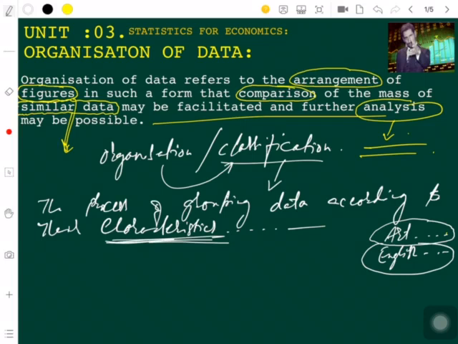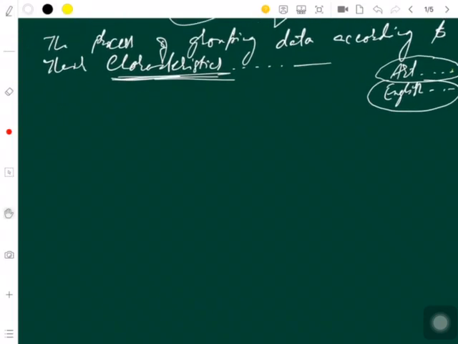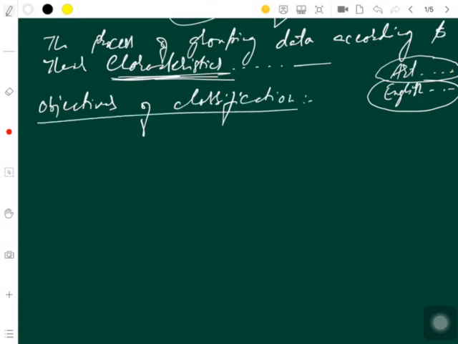Okay, so why do we classify? You see, organization is only possible when we classify. The question that comes into being now is why we classify. We can take it like a topic of yours, objectives of classification. Got it? Objectives of classification. So after understanding the basic meaning of organization of data, we will come to the objectives of classification.